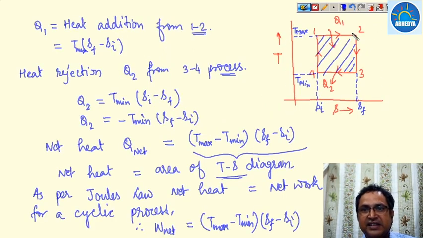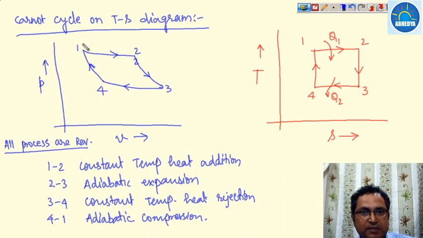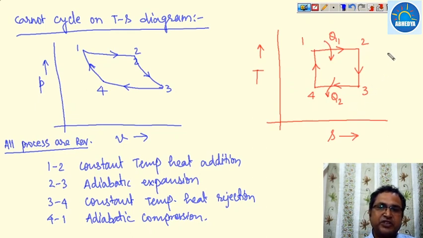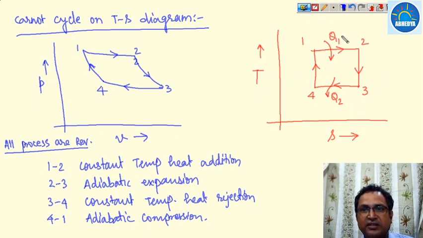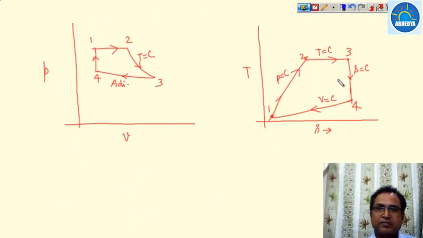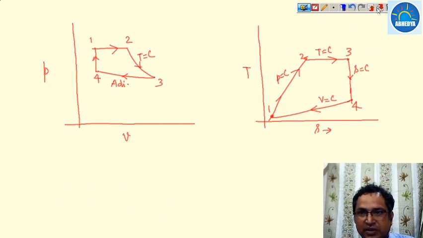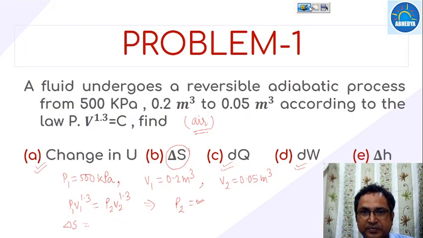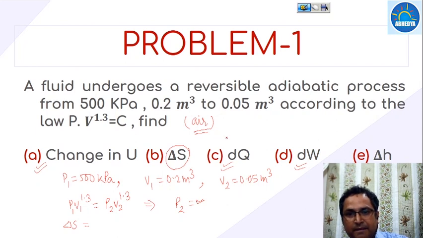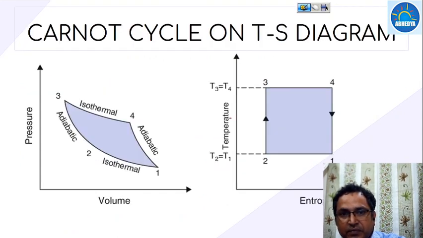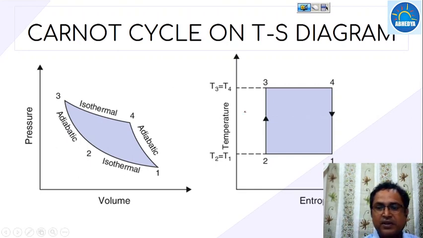And this is the TS diagram of the Carnot cycle. So this is the PV diagram of the Carnot, and this is the corresponding TS diagram of the Carnot. Okay. This we have already done. So this we have already proved.